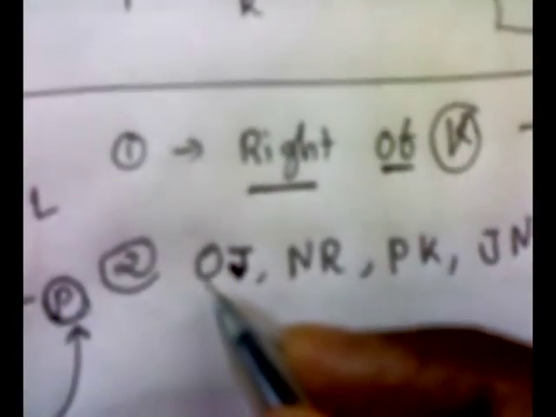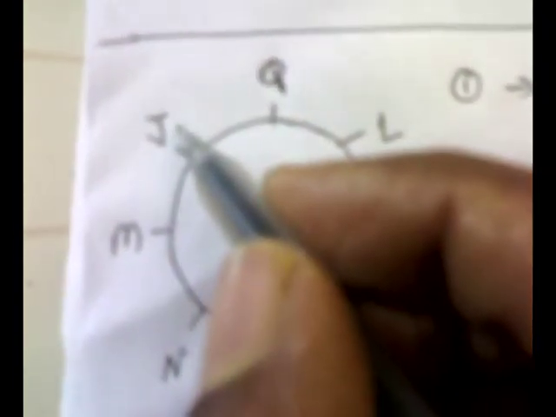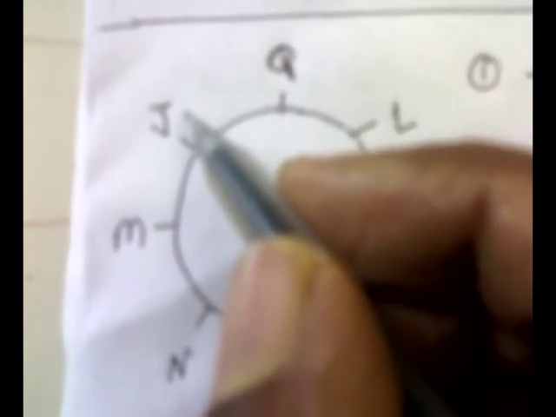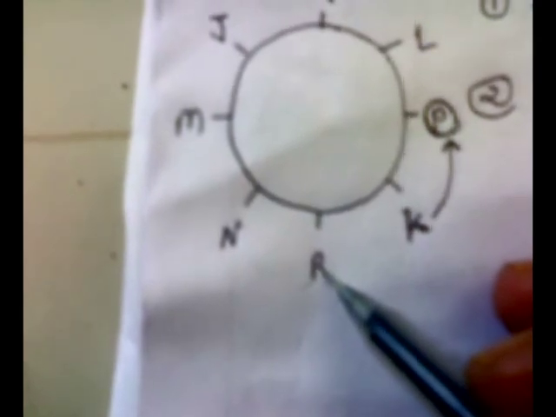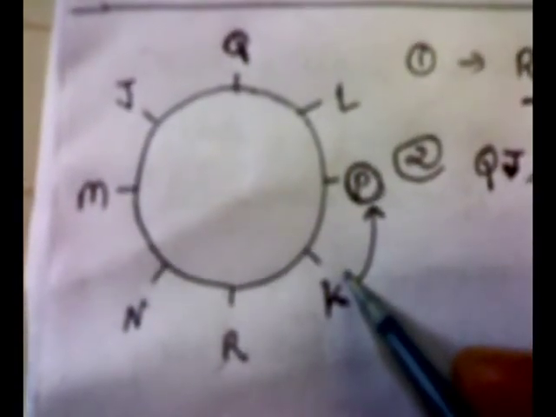Okay, now we will take our first option, that is QJ. If you look at it, Q and J are sitting immediately together. Okay, they are immediate neighbors. The second option says NR. If you see, N and R are also immediate neighbors. The third option says PK. Where's PK? PK. They are also immediate neighbors. The fourth option says JN.